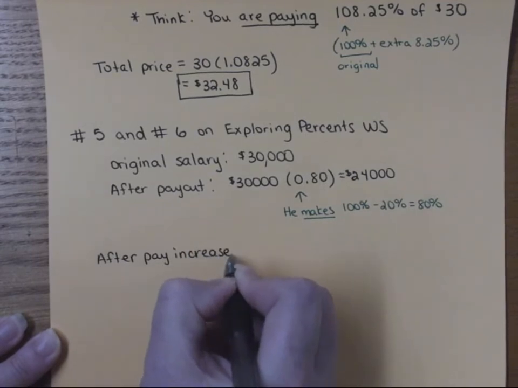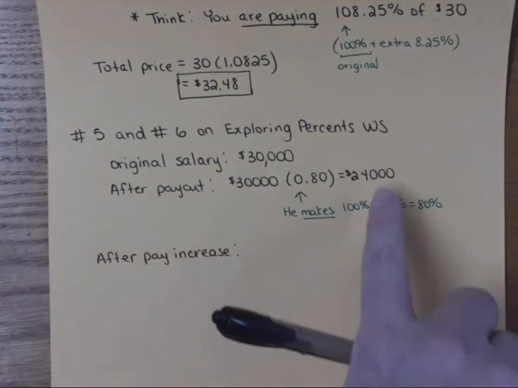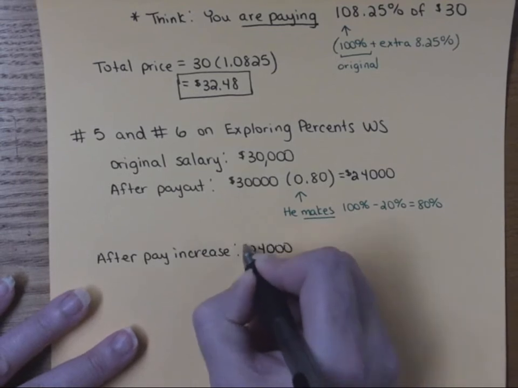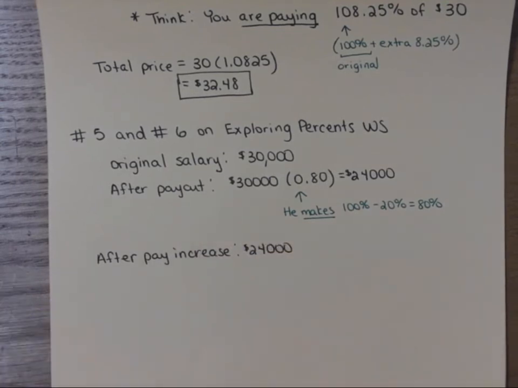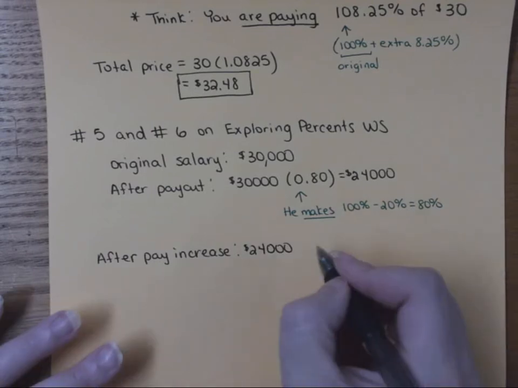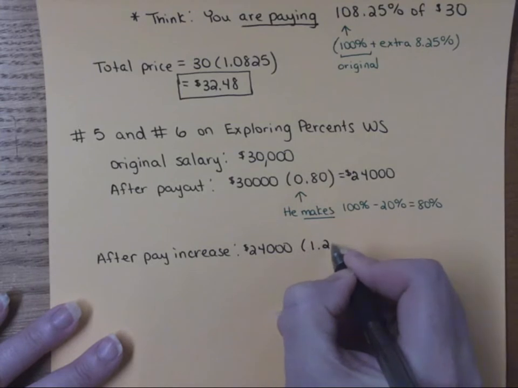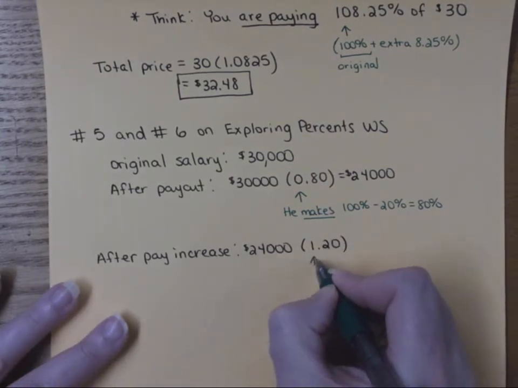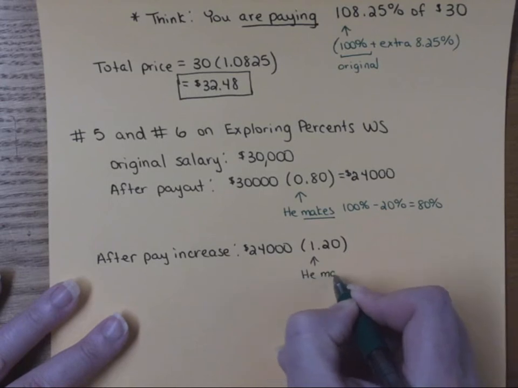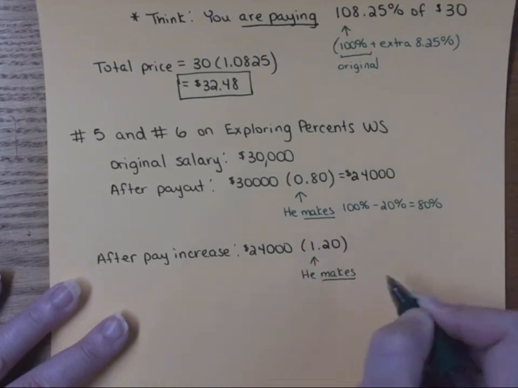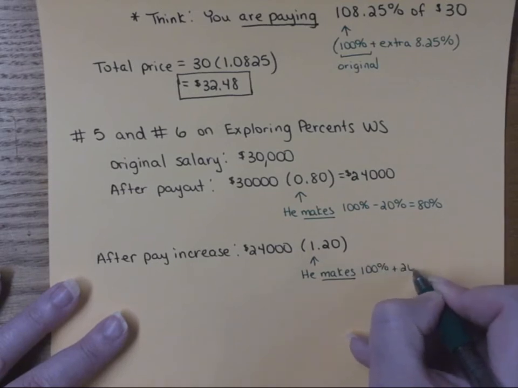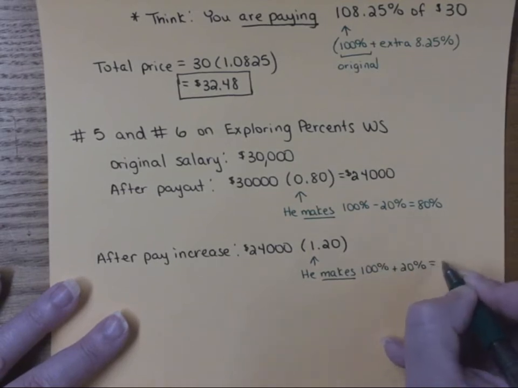Okay, then the next year things are better, right? So they're going to increase it. Okay, but notice they're going to increase it from where it is right now, right, which is 24,000. So this is an increase, right? So instead of subtracting it from 100%, we add it to 100%. So I'm going to multiply it by 1.20. Again, I'm not worried about what he's making more than what he was making before. I'm just worried about overall what he's making. He makes 100% plus an additional 20% from where he was.